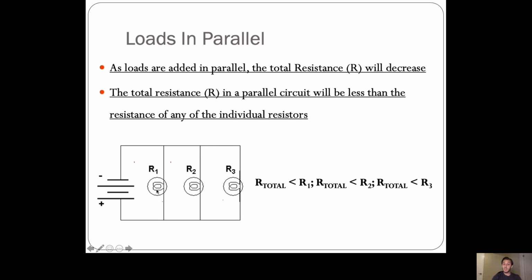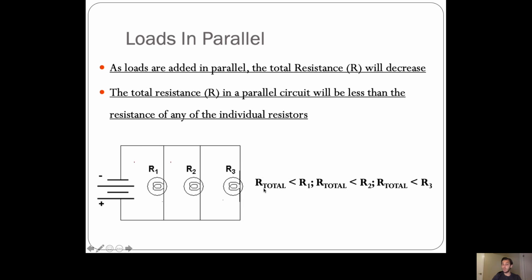So resistance 1 might be bigger than the total resistance in the circuit. And resistance 2 might be bigger than the total resistance in the circuit. And resistance 3 might be bigger than the total resistance in the circuit, because resistance 3 is only measuring, and this is true for R2 and R1, it's only measuring the resistance through its branch. But our total is measuring the resistance through the whole circuit, okay? And so the total resistance in the circuit is always going to be less than the individual resistances in these branches, okay? Because the branches provide multiple ways for current to travel, okay?